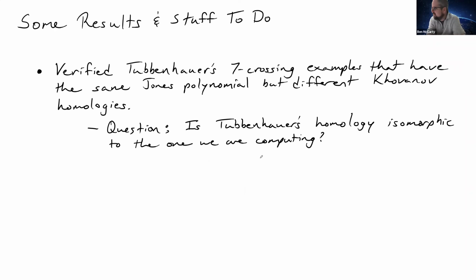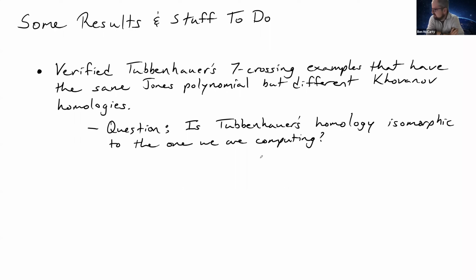We did go and look. Tubbenhauer gave a pair of 7 crossing examples of virtual links that have the same non-trivial Jones polynomial, but different Khovanov homologies. In that case, we've checked those examples and our results agree with his. In fact, the homologies that we get are actually the same. But because his approach is different than what Manturov and Dye-Kauffman are describing here, he's defined everything in terms of cobordisms. And if you look at how he defines his maps and everything, things look a bit different.